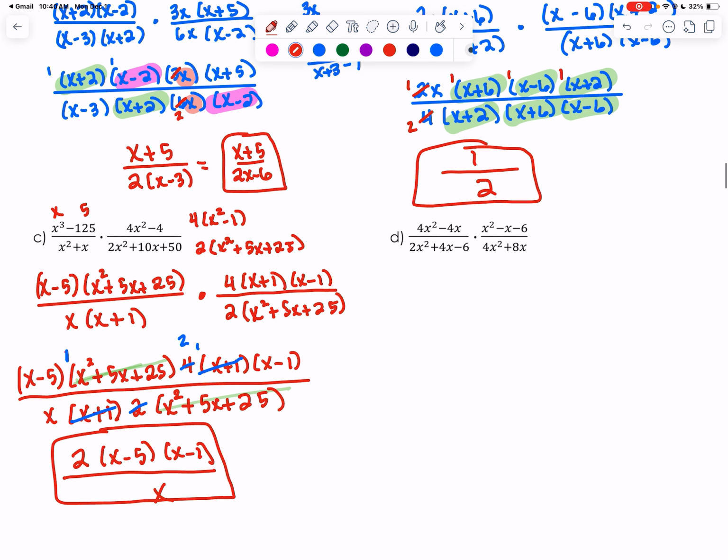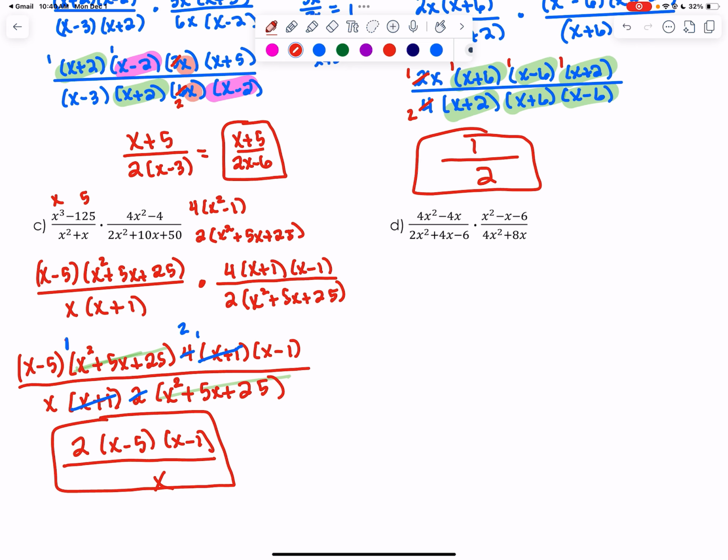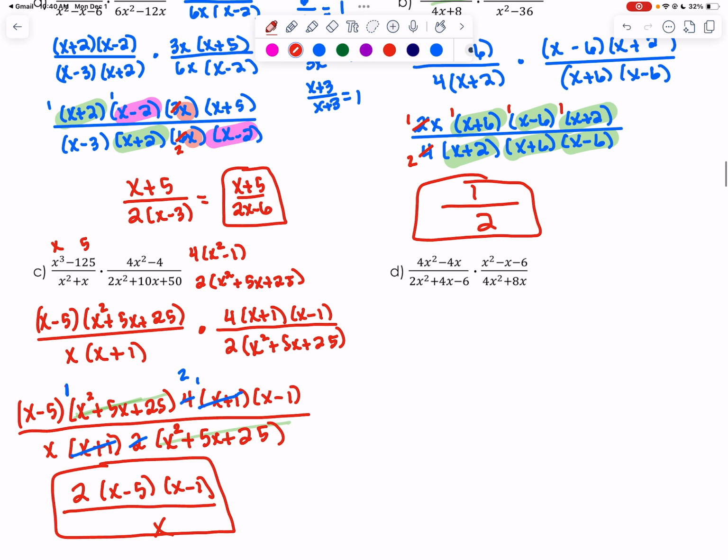All right. Pause the video and try problem D on your own. All right, now on problem D, we have 4x squared minus 4x. If I take out the common factor there, that would be 4x parenthesis x minus 1. And then on the bottom, we have a common factor of 2. So let me divide that out before I factor it. All right, so that would be 2 parenthesis x plus 3, x minus 1.